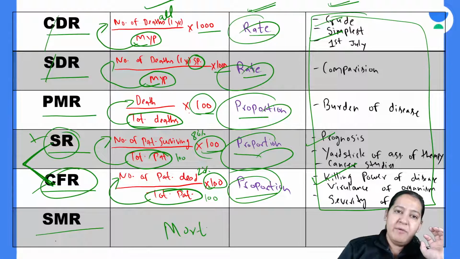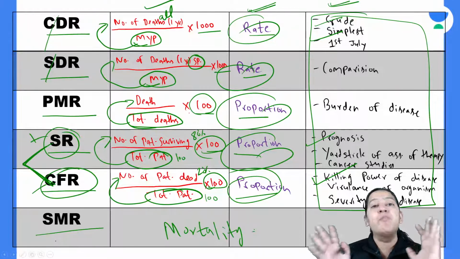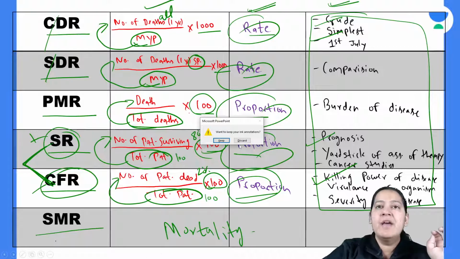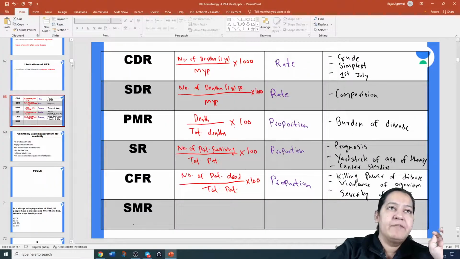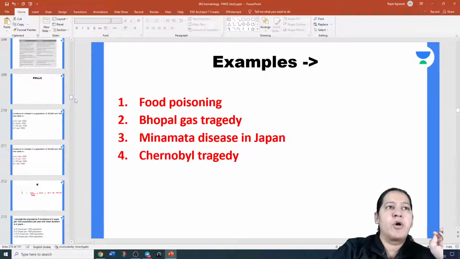I am moving to the third topic now. Today I will teach you measures of morbidity, not mortality. Give me a minute to move ahead. We have done many questions and polls on this also. So let me start measures of morbidity.